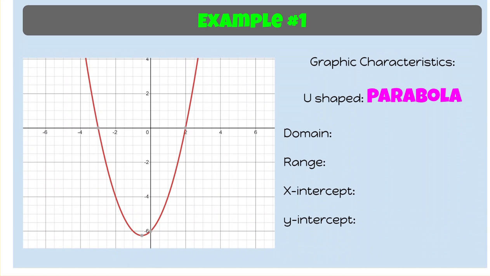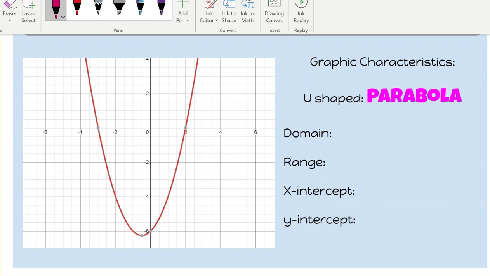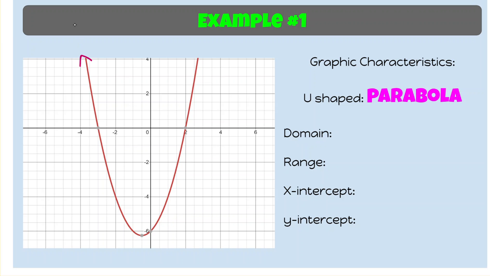So let's just do one example together. The domain for this graph, again, we're reading left to right. Domain is all our possible x values. Because this is going all the way to the left, and all the way to the right, our domain would again be negative infinity to positive infinity. Our range, in this case, again, we're reading bottom to top. Okay, we would start down here.